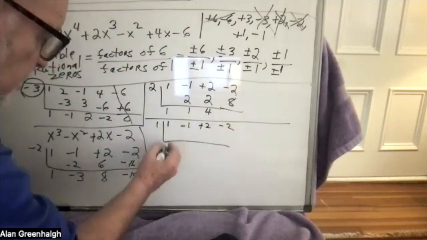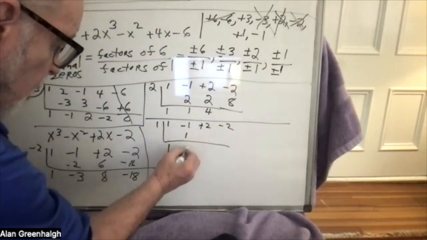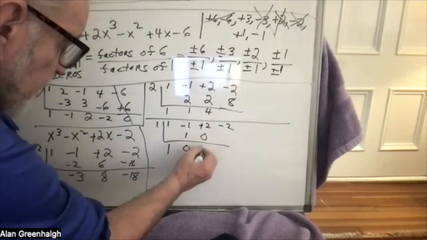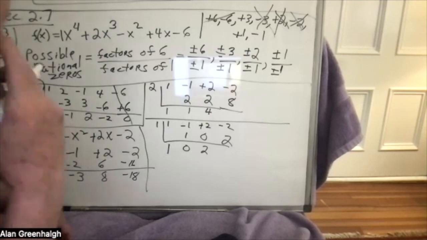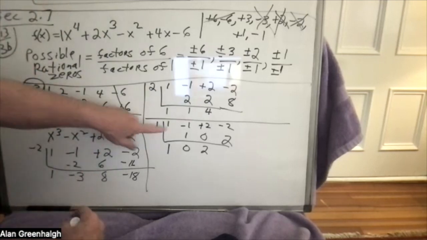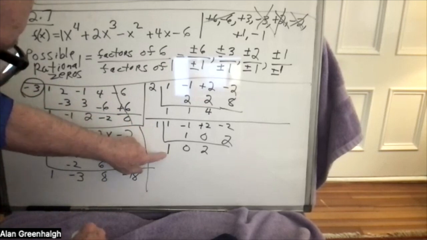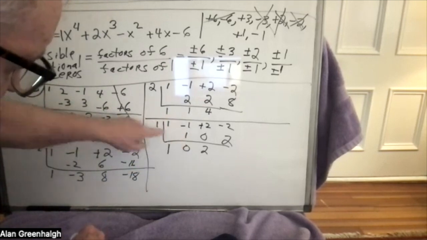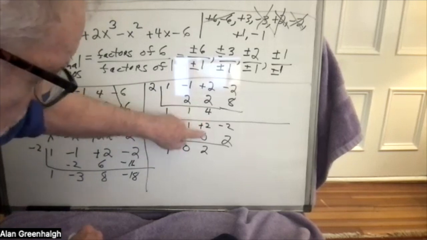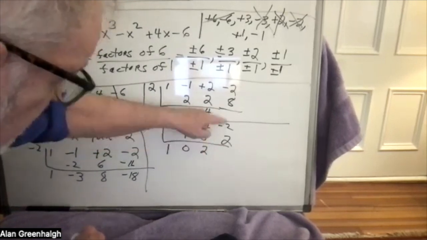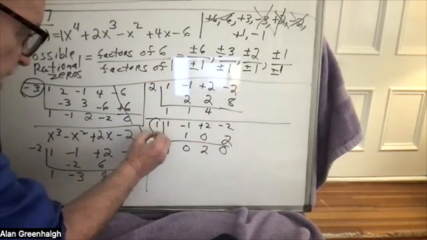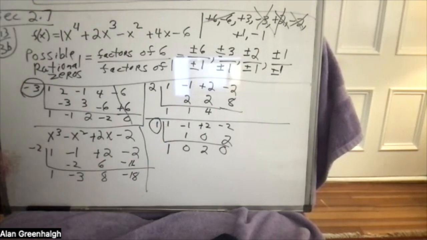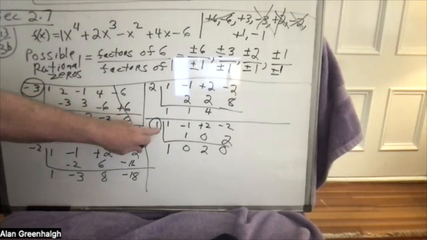Let's try 1 and see what we get. Bring down the 1, 1, 0, 0, 2, and 2. Yes, that's going to work. Let me check that again, because I always work very fast through this type of problem. 1 times 1 is 1, 0, 0 times 1 is 0, 2, 2 times 1 is 2, the remainder is 0. Therefore, 1 is another rational zero. So far we have -3 and 1.